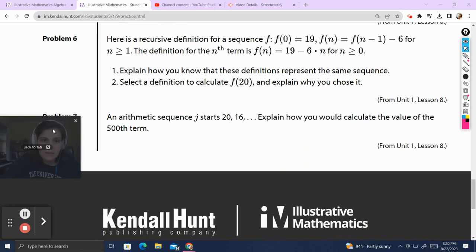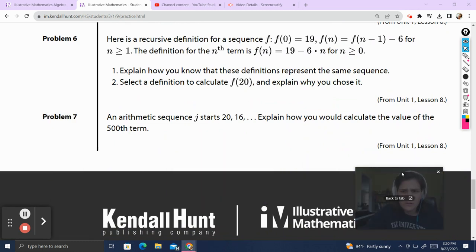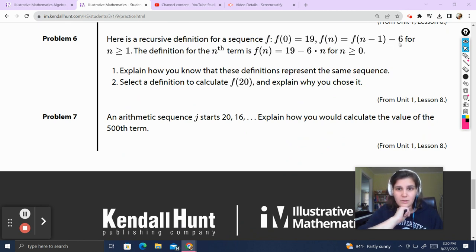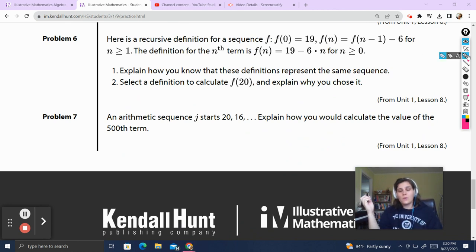Problem number 6. Here is a recursive definition for a sequence. So, sequence F. F of 0 is 19. F of n is going to equal F of n minus 1 minus 6 for n greater than or equal to 1. The definition for the nth term is F of n equals 19 minus 6 times n for n greater than or equal to 0. That's a mouthful. Let's read the questions to figure out what they're asking us.